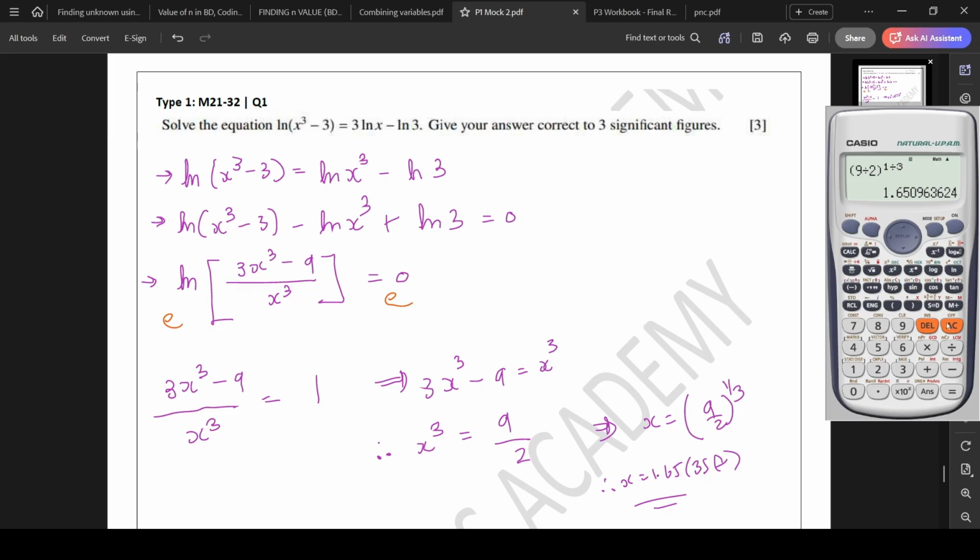You can always cross check this by putting x in this equation as the answer that I got, and seeing whether I am getting 0 on the other side. If yes, then of course your answer is correct. So ln of answer cubed, remember the answer is storing the value that we just got, minus 3, then minus ln x cubed, and then plus ln 3. You can see that we are getting 0. It means that the answer that we have got must be correct.